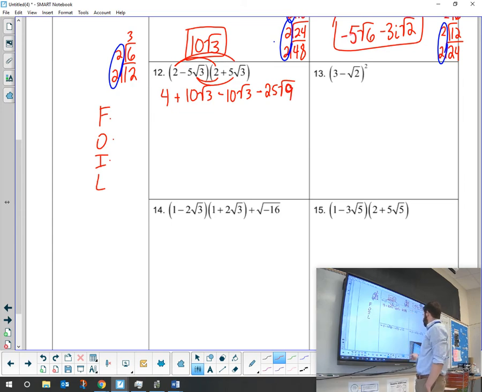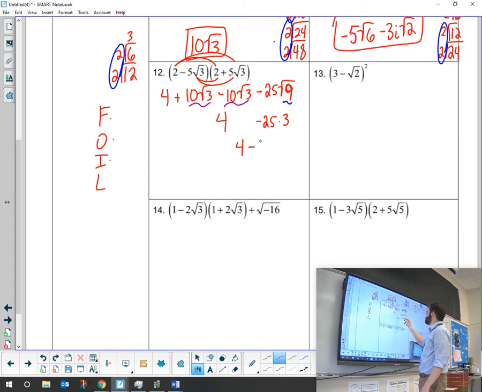Okay, then we simplify, combine like terms. This square root of 9 can simplify. It is a perfect square, so that square root of 9 is going to be just 3. So I can rewrite this as negative 25 times 3. And check it out here, look. 10 square roots of 3 and negative 10 square roots of 3. Well, 10 minus 10, 0. 10 square roots of 3 minus 10 square roots of 3, 0. So those just kind of cancel out. So all I'm left with really is this 4. So I have 4 minus 25 times 3.